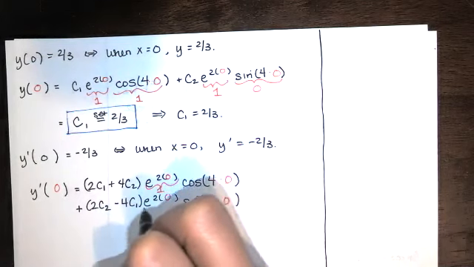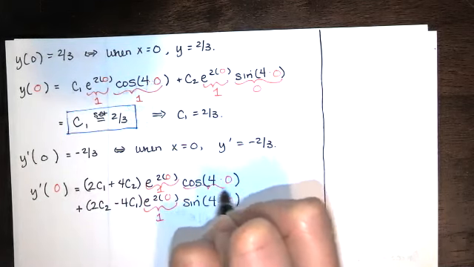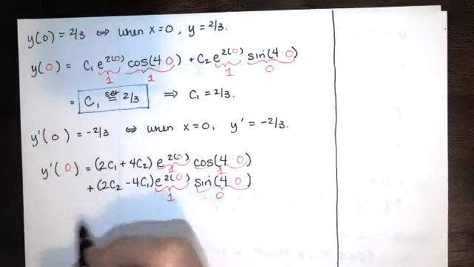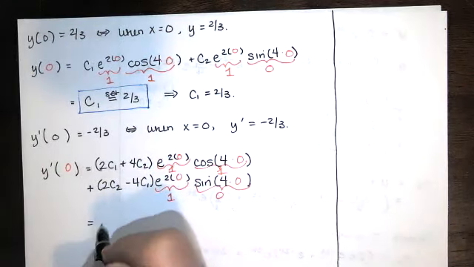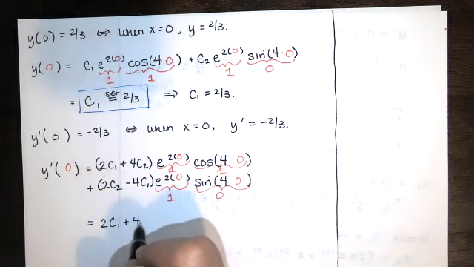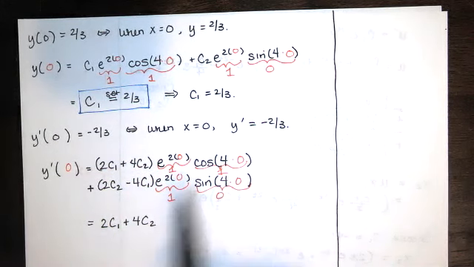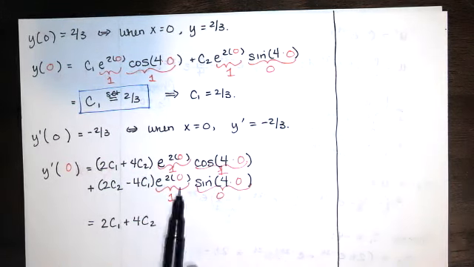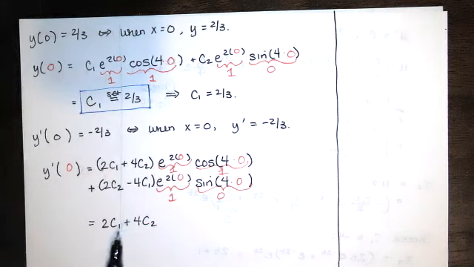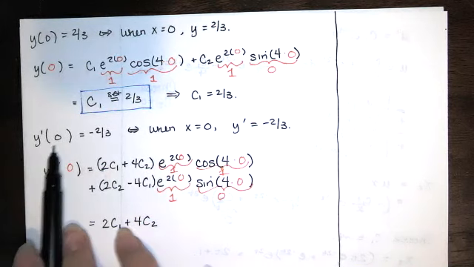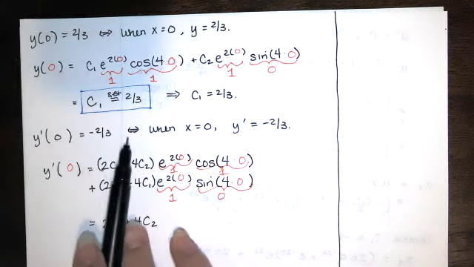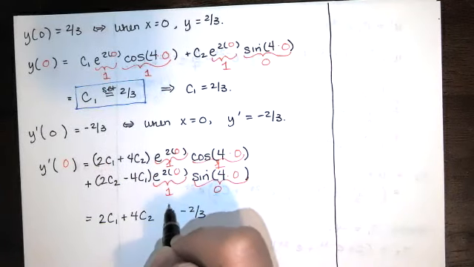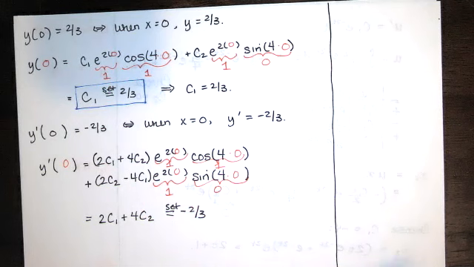E to the 0 is 1. Cosine of 0 is 1. Sine of 0 is 0. So we just end up with 2c1 plus 4c2 times 1 plus this times 1 times 0, which is 0. So this whole second part here is going to go away. It's 0. And we're setting that equal to whatever they told us y prime of 0 was. They told us y prime of 0 was negative 2/3. So you set that equal there.